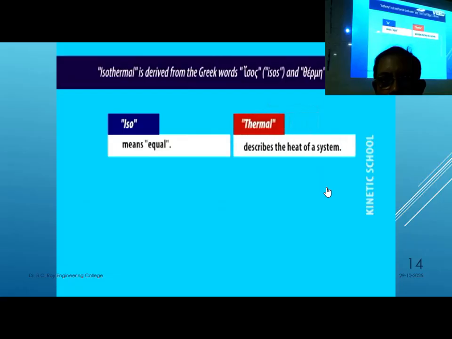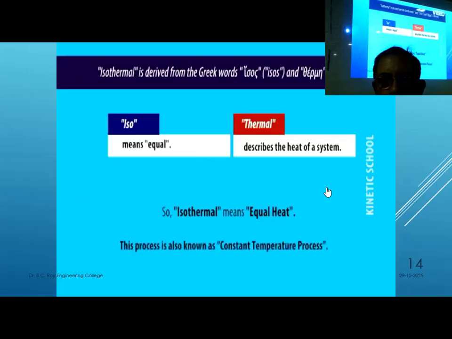Isothermal is derived from the Greek words isos and therm. Iso means equal. Thermal describes the heat of a system. So, isothermal means equal heat. This process is also known as constant temperature process.